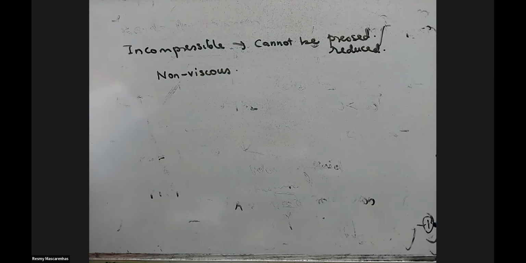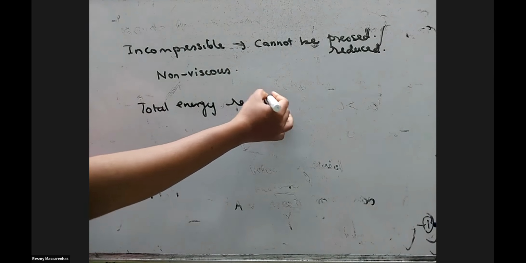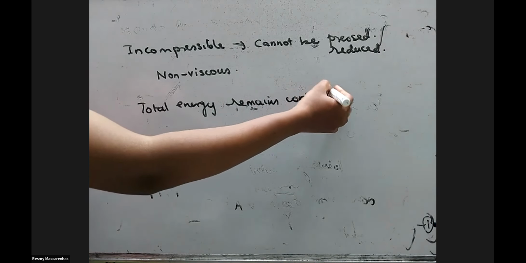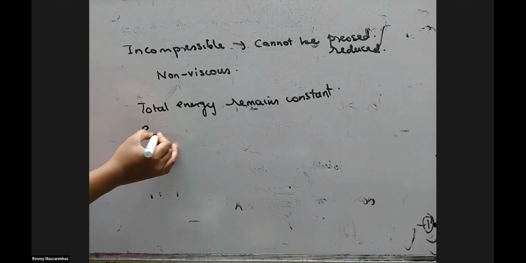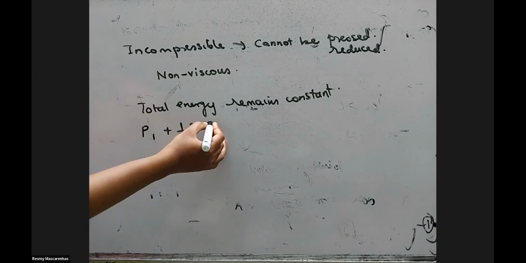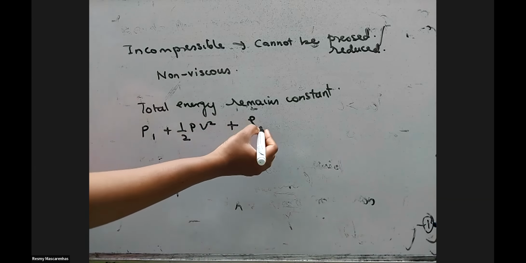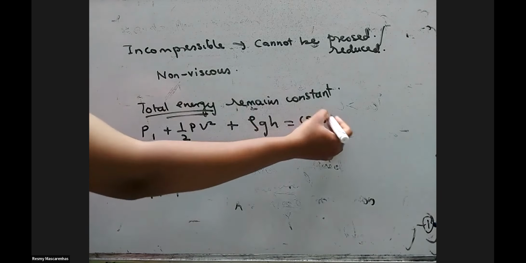So with total energy, Bernoulli says that total energy always remains constant. So what are all the energies at the start? Total energy: the pressure energy, kinetic energy, and potential energy is always constant. Total means all the energy.